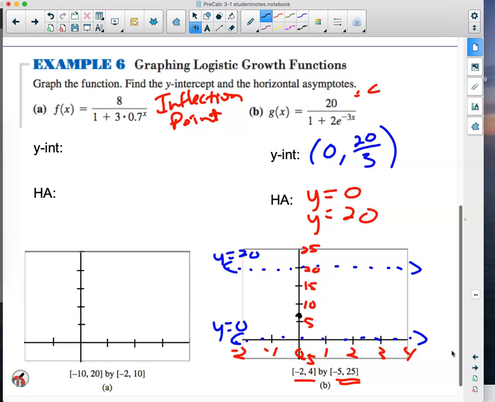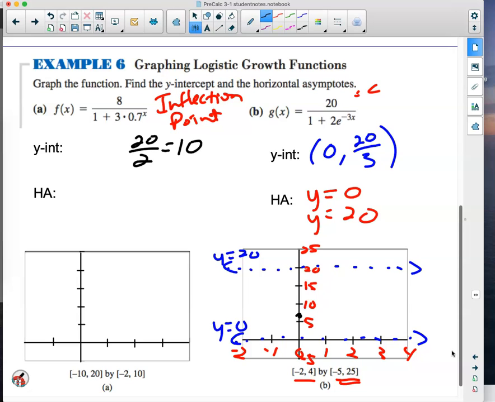But that's not enough to get our logistic graph in there. So what we have to do is figure out what other points would be really helpful. And that's going to be this inflection point. So I have to remember that the inflection point always comes from taking that upper limit and dividing it by 2. So for my inflection point, I have to take 20 and divide it by 2, and that'll give me 10.